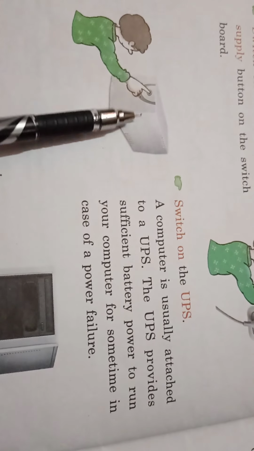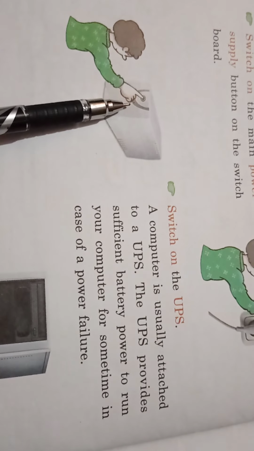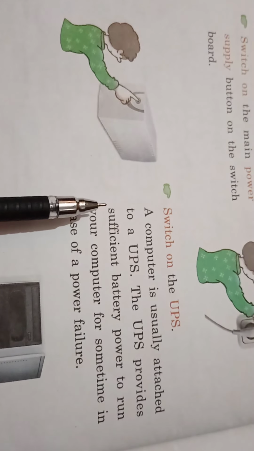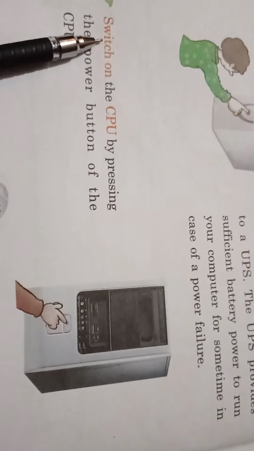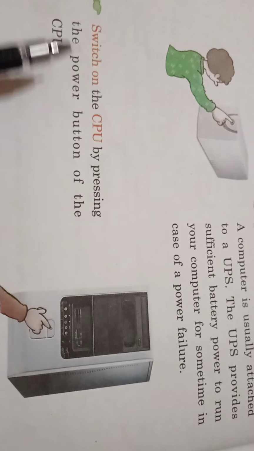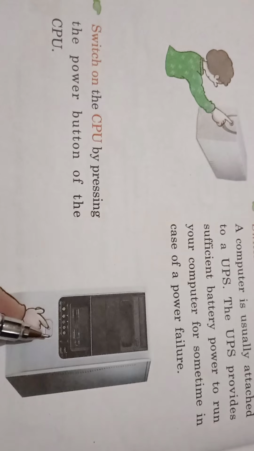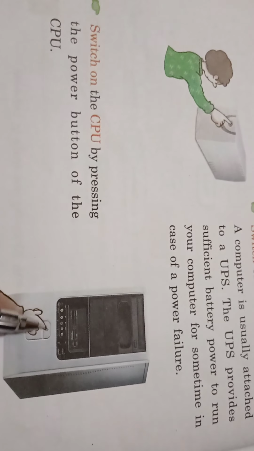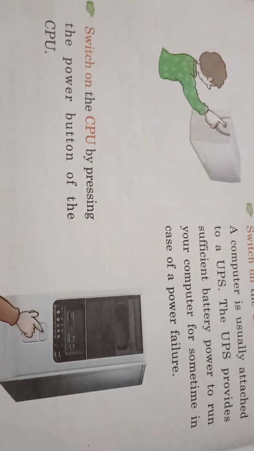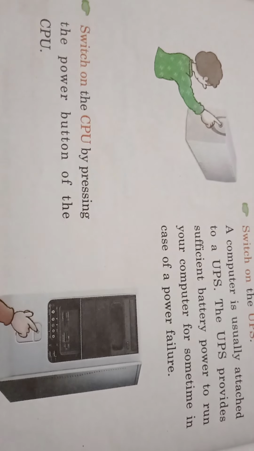So our UPS is attached with the computer. So UPS provides sufficient electricity to the computer system after the power failure. Now switch on the CPU by pressing the power button of the CPU. You can see CPU like that. You have to press the power button. You can see this is the power button. You have to press the power button to switch on the CPU box. First main switch button, then UPS, then CPU.